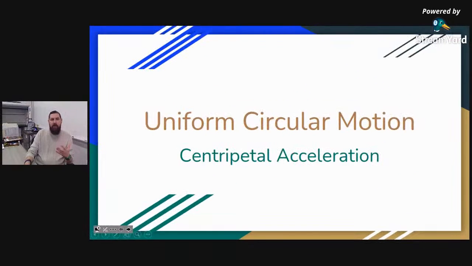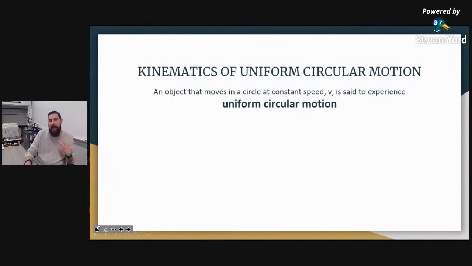So, uniform circular motion. First off, as always, let's define what it is that we're talking about. When we look at kinematics, kinematics says that any object that moves in a circle at a constant speed is said to experience uniform circular motion. So let's take a look at that.